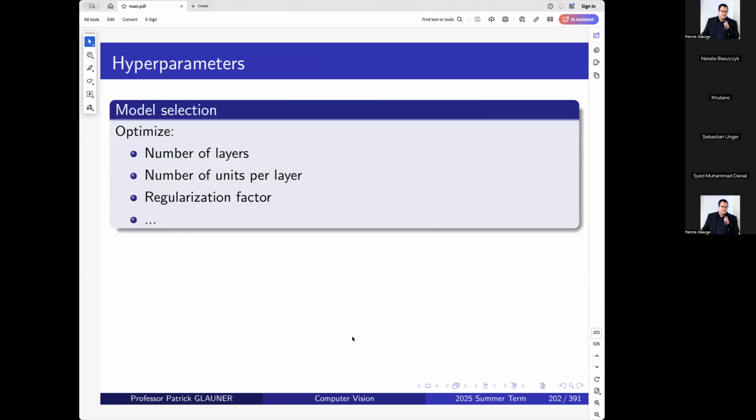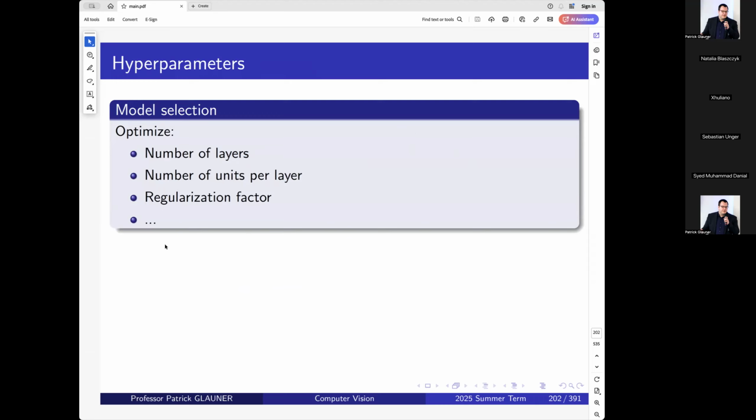There are still some questions you need to wonder about. How many hidden layers do you use? How many convolutional layers do you use? How many pooling layers? And how do you organize them? How big do you make them? So what's the number of units per layer?